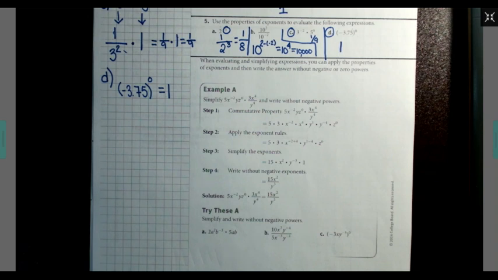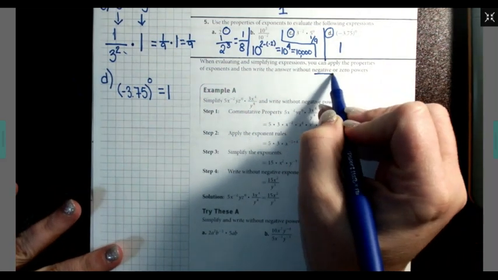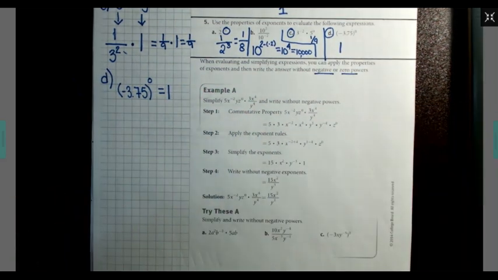All right. Down to example A. It says when evaluating and simplifying expressions, you can apply the properties of exponents and then write the answers without negatives or zero powers. So we want to leave out our negatives and our zero powers.